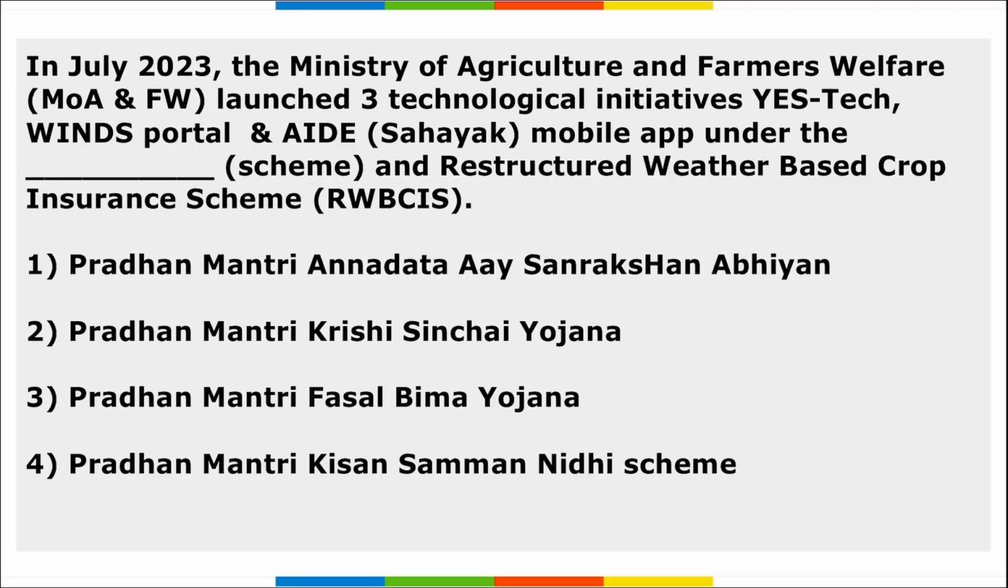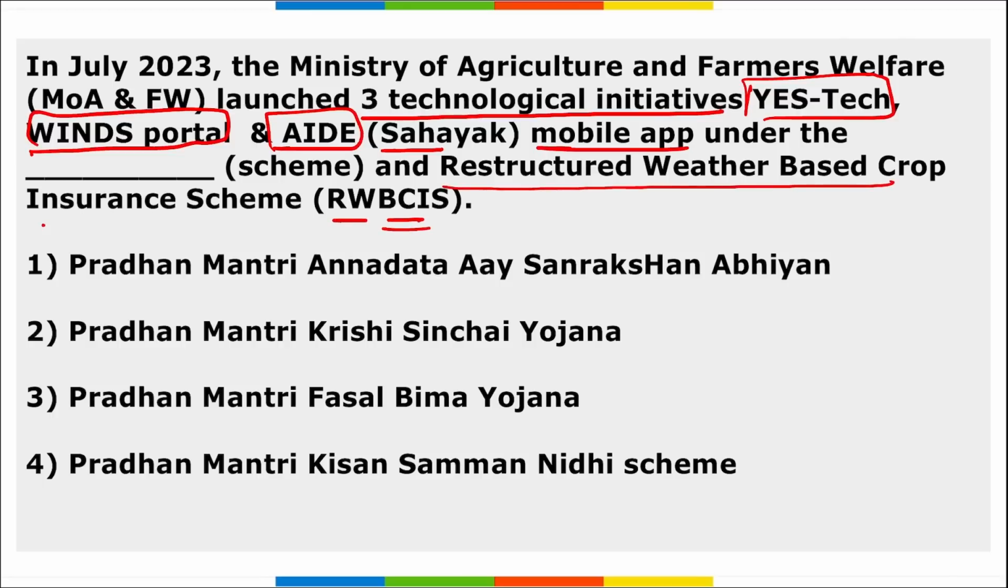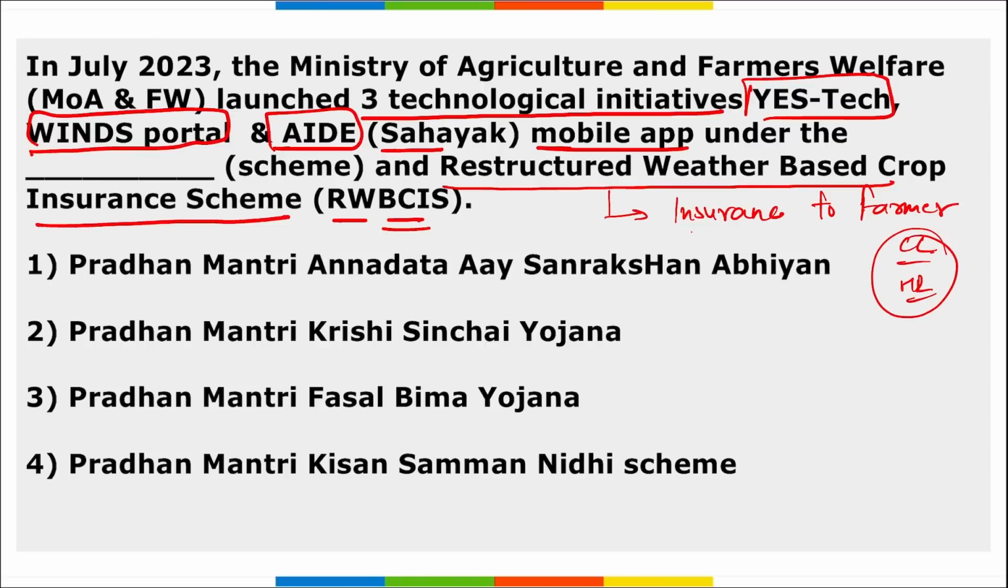Next, Ministry of Agriculture and Farmers Welfare, they have launched 3 technological initiatives that will be YesTech, Winds Portal and Krishi Sahayak mobile application. So question asked here is that under which scheme they were launched, and RWBCIS, that is restructured weather based crop insurance scheme. What is this scheme? This is basically to provide insurance to the farmers that in the case of climate change, heavy rainfall, or be it anything related to climate, if their crops are destroyed, then they will be getting the insurance money for the same because of their loss, right?